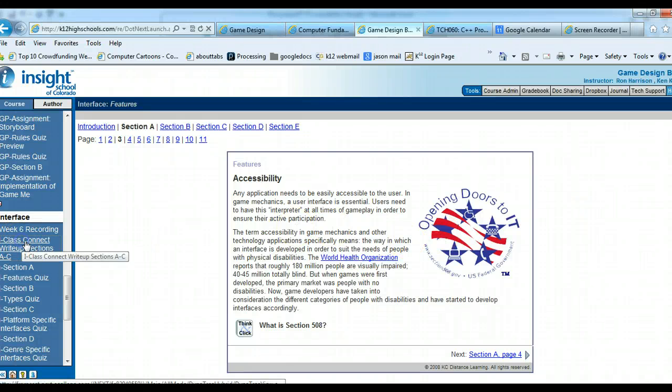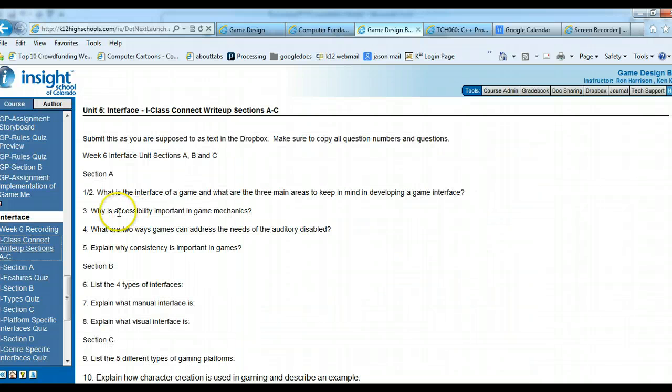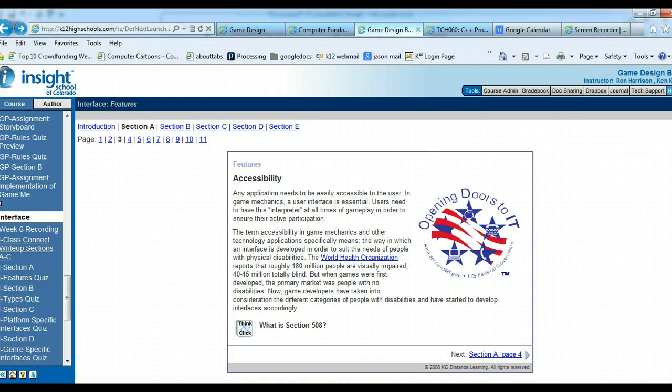So if we go look at the Class Connect write-up question, let's see what it says here. Why is accessibility important in game mechanics? Accessibility is important in game mechanics because it ensures active participation. If a game is accessible and different parts of it are equally accessible, then people are going to use it. People are going to play the game.